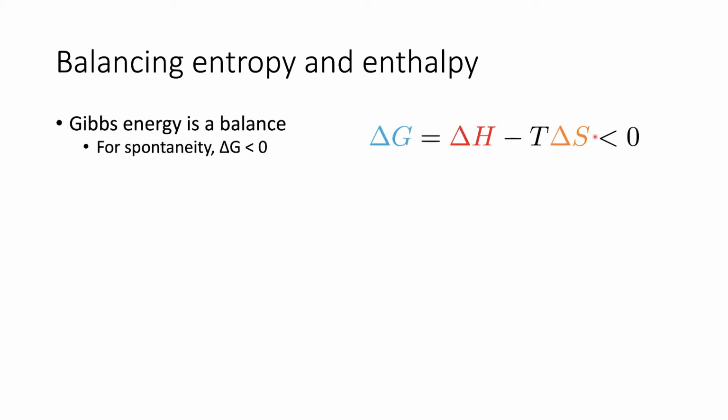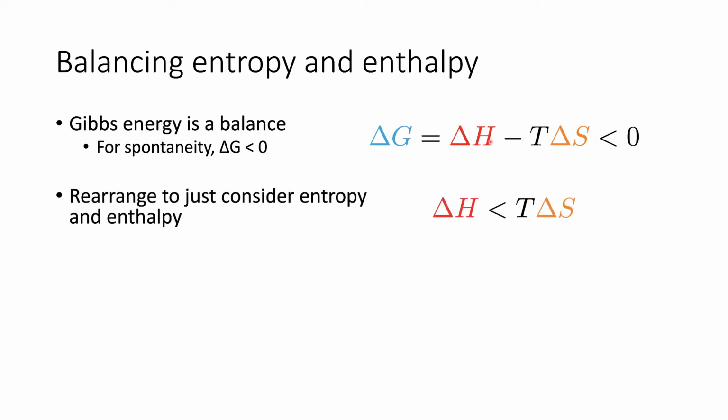When we consider what's going on in a reaction, we want to balance the entropy change and the enthalpy change. So the Gibbs energy is fundamentally a balance. Remember, for a spontaneous process, delta G has to be less than 0. So if we write it in the equation like this, and then rearrange to just consider the entropy and enthalpy, all we've done is add T delta S to both sides of this inequality.